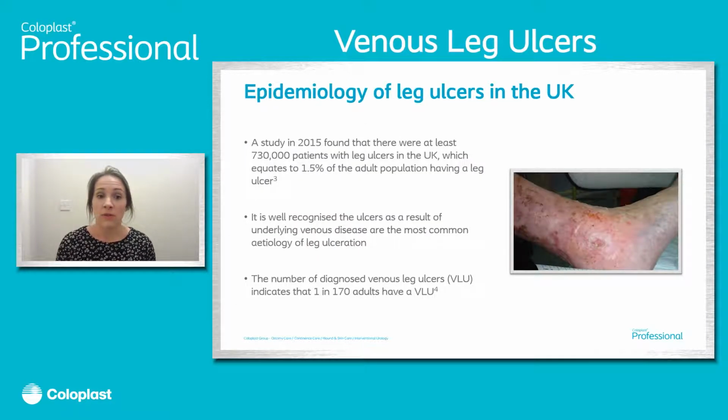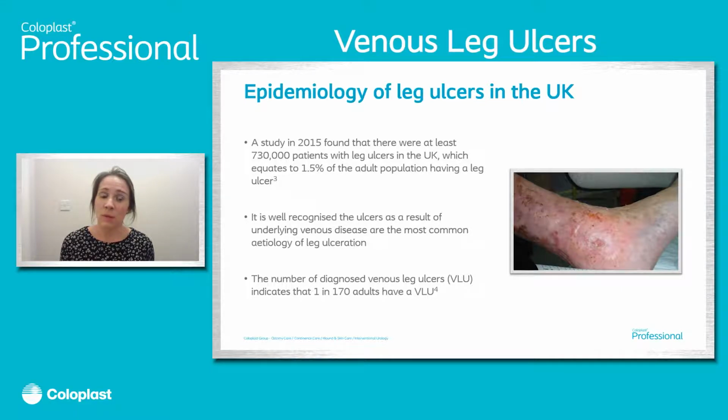So a study in 2015 showed that there were 730,000 patients with a leg ulcer in the UK. And that really works out at about 1.5% of the adult population having a leg ulcer. Now that's quite a substantial amount of people that are suffering with these ulcers. And actually, do they always need to be suffering with them? Can we prevent them from happening in the first place by noticing the really early indicators that somebody has a venous insufficiency before they develop an ulcer?